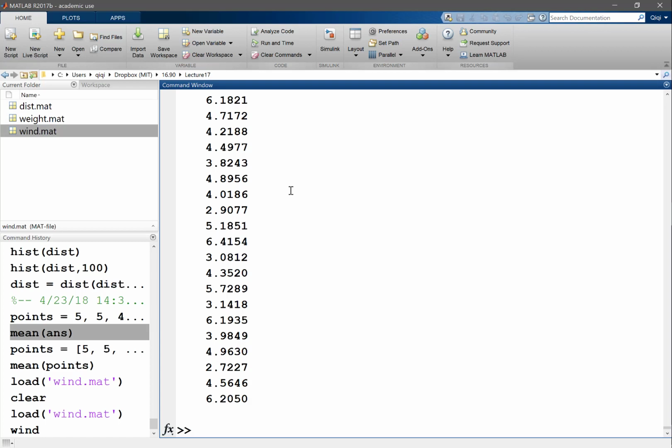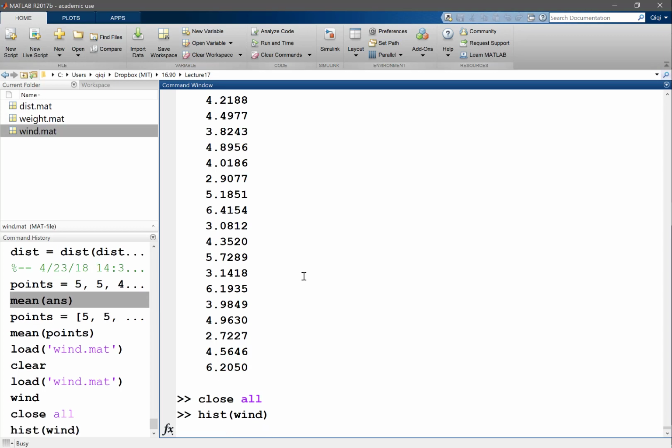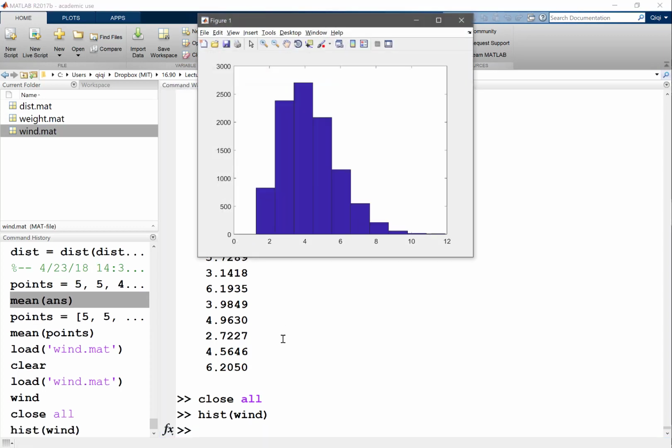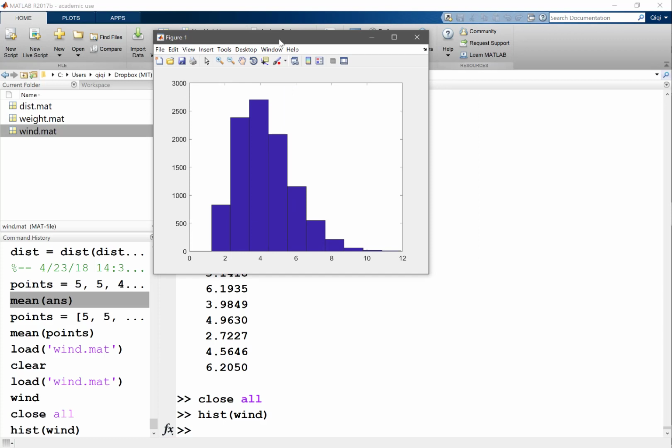Plot it as a histogram. So if I hist wind, you get this. All right. So what's next?